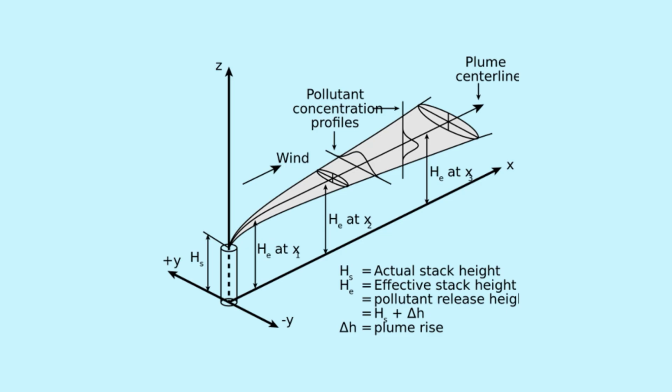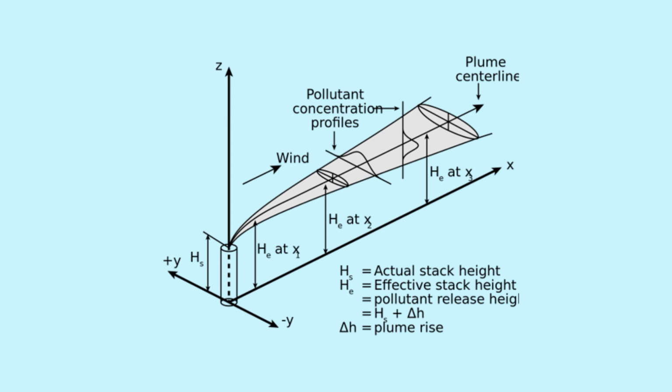Sometimes effective stack height is considered as constant. The stack height h is known, and h times 1.73 is considered as the effective stack height, that is He. That is, as I said, delta h plus h. The delta h is the plume rise. The plume rise sometimes is considered as h plus 1.73h.